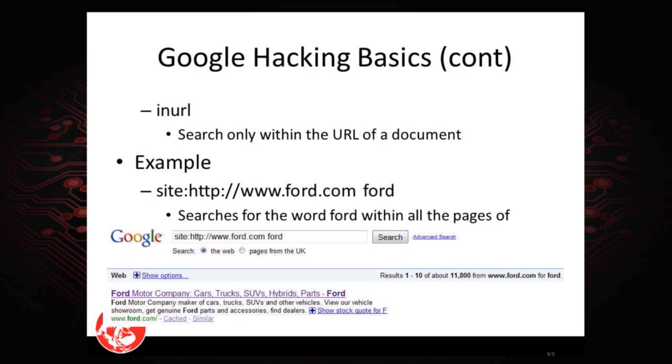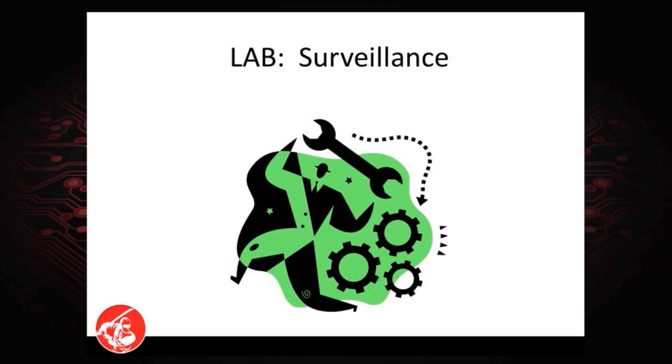For an example here, we'll show an example of Ford.com. All we're searching for is the word Ford within all the pages of Ford.com. And when you see the actual query results here, we have 11,800 pages that have Ford in the query at Ford.com. So now this gives us information that we can use to extract data. Remember, this is the surveillance stage. In the surveillance stage, we're trying to extract data and get information. Brings us to our next lab, surveillance.